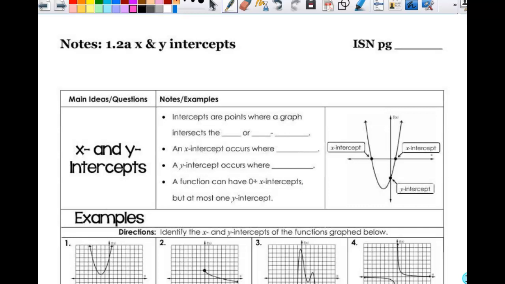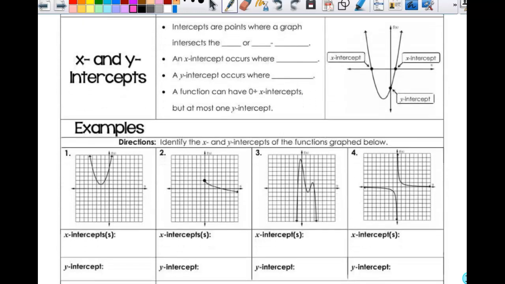Okie dokie. X and Y-intercepts. Not brand new, right? You should know what they are. But even though you can find them and you probably know what they are, there are some specifics that you maybe never really focused on that we need to make sure we keep straight. So what we should already know is that intercepts are points where a graph intersects the X or Y axis.